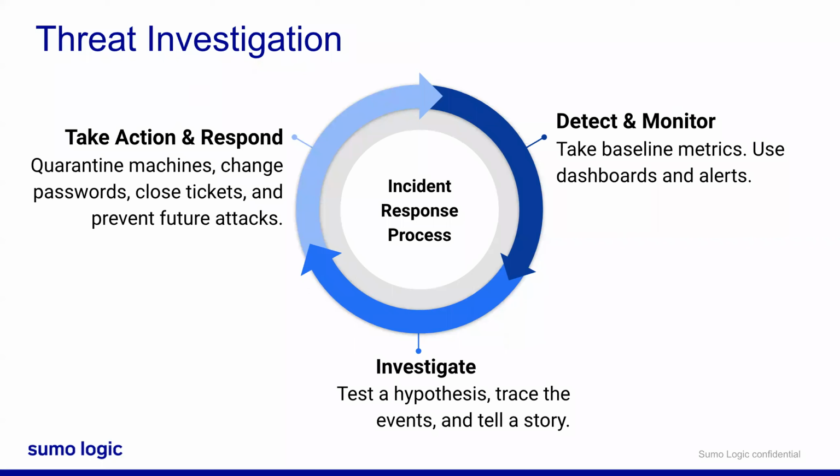And so as you investigate and trace the events, you're going to try to answer these types of questions. Who is behind the event? What assets did the event affect? Where did the event occur? When did the event occur? Why did the event occur? And then finally, how did the event occur? Once you've started to ask these questions or get answers to these, you can take action to resolve the issue.